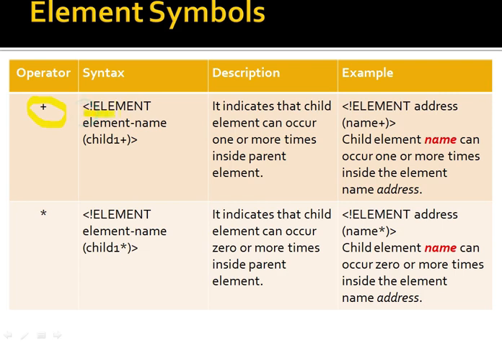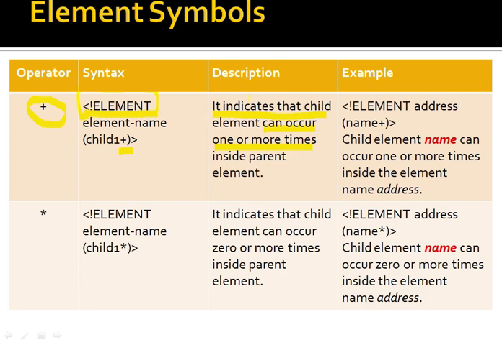When you give an element in the DTD, it should begin with the keyword ELEMENT, then the element name followed by the children elements. And if you look here, I have a plus symbol. What does it tell the parser? It indicates that the child element can occur one or more times inside the parent element. So if there is a plus symbol after the child element, what does it tell?